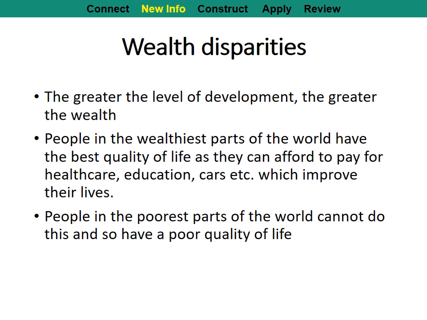So wealth disparities then. Basically, that's pretty straightforward to understand. The greater the level of development, the greater the wealth. Okay. People in the wealthiest parts of the world have the best quality of life. They can afford to pay for healthcare, can pay for education, can pay for cars and things like that, which then improve their lives. Okay. And also enable them to make more money, thinking back to that cycle that we've looked at before. People in the poorest parts of the world can't do this. They can't buy those things. They can't afford to pay for those things. They can't afford to access those things. And so therefore their quality of life is going to be poorer.